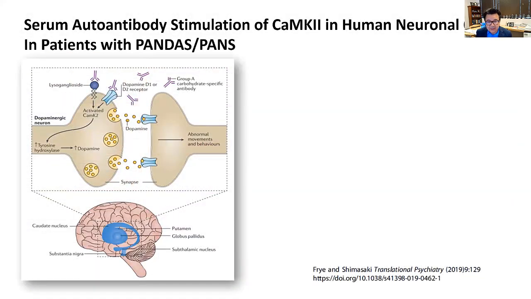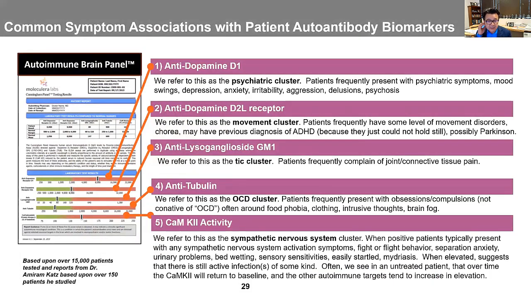And then, CaM kinase activity. I mentioned that we grow human brain cells in culture, not from the patients, but immortalized cell lines. And then we incubate them with their serum, and we look at the activation of this particular enzyme. Typically what we see, if it's activated by the serum and the autoantibodies, is basically the activation of the sympathetic nervous system. So you'll see fight or flight type of behavior, separation anxiety, bedwetting, mydriasis.